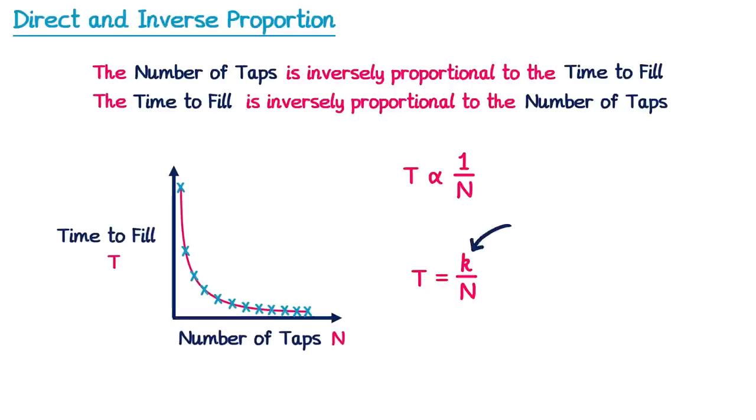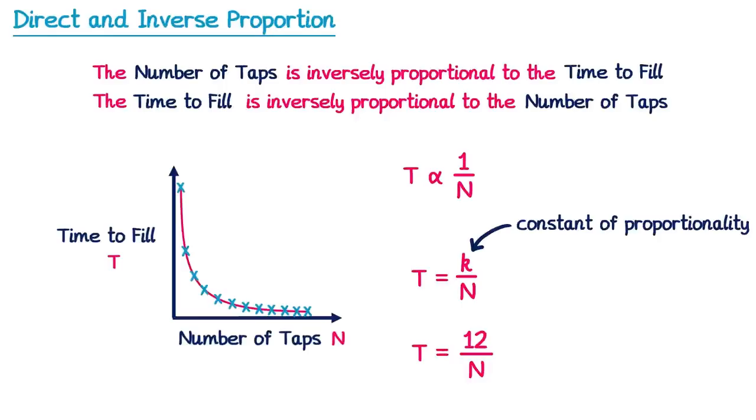This value k is still the constant of proportionality. In this example, we actually know the value of k again. It's the number you get when you multiply the time it took to fill by the number of taps. Whenever we multiplied those two together for this example, we always got 12. So in this one, t would equal 12 over n.